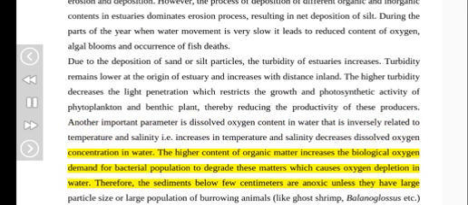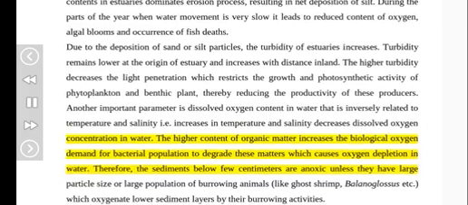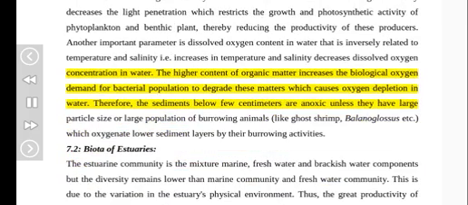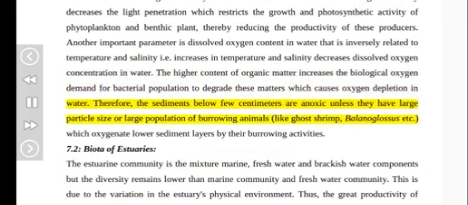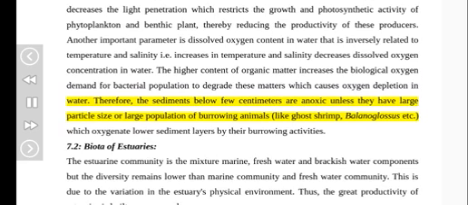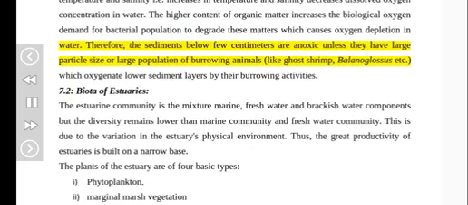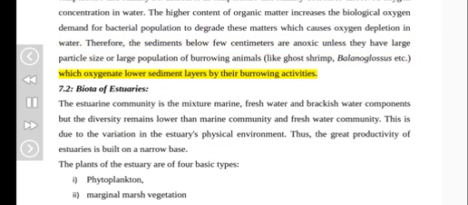The higher content of organic matter increases the biological oxygen demand for bacterial population to degrade these matters, which causes oxygen depletion in water. Therefore, the sediments below a few centimeters are anoxic unless they have large particle size or a large population of burrowing animals like ghost shrimp, Balanoglossus, etc., which oxygenate lower sediment layers by their burrowing activities.